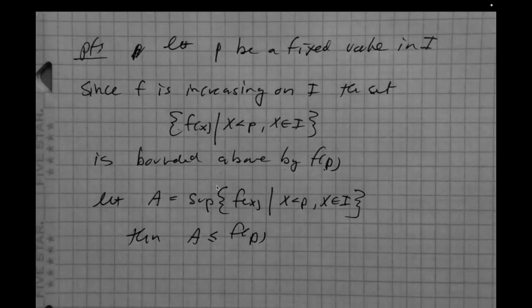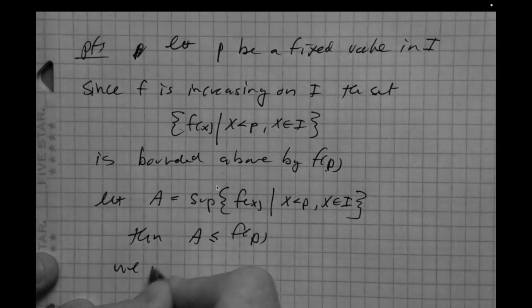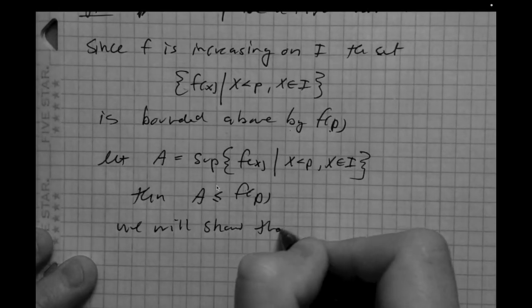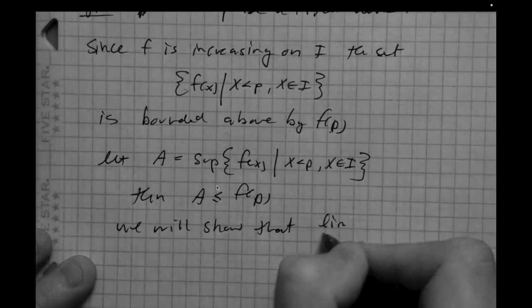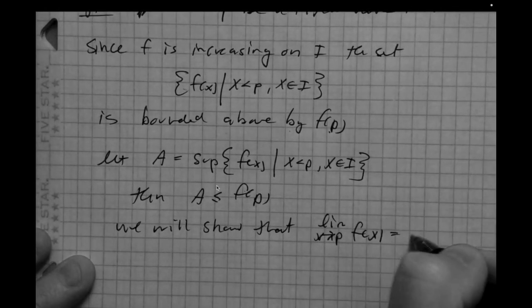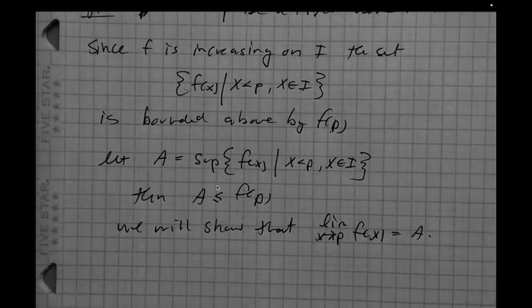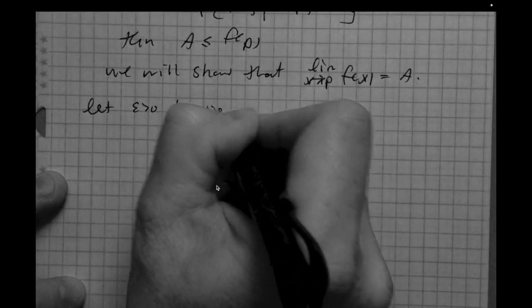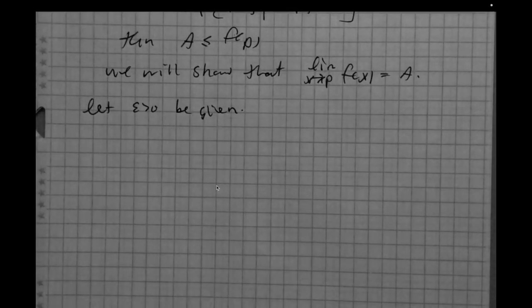And obviously what we wish to show is that A is equal to f of p, right? So we will show that the limit as x approaches p of f of x equals A. All right, so let epsilon greater than 0 be given.